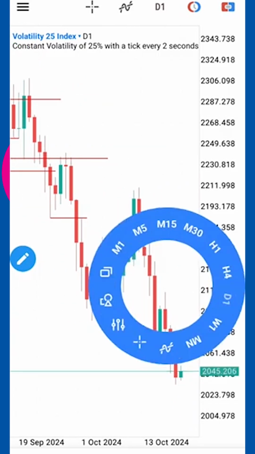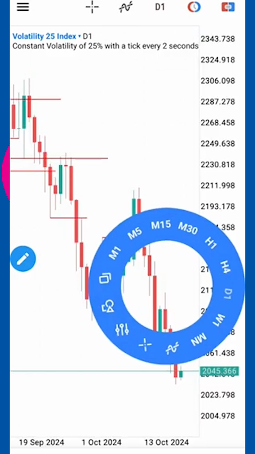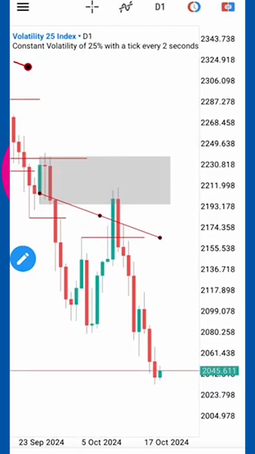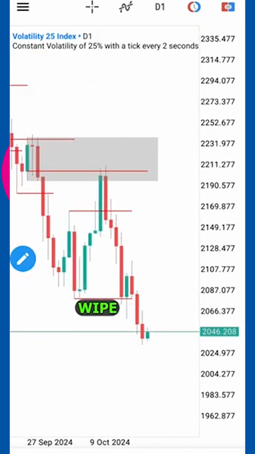So price, we can tell right now, it raided that high there, and then it hit the daily bearish order block right there. Now it dropped again after, of course, it respected the body of the daily order block, and then it dropped down to give us a wipe.